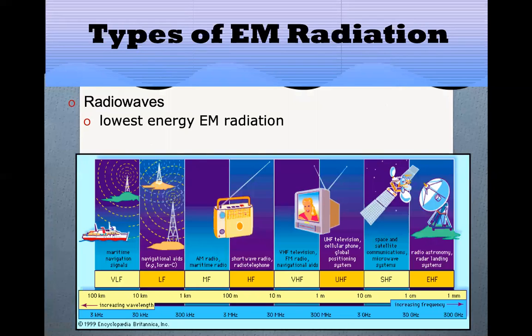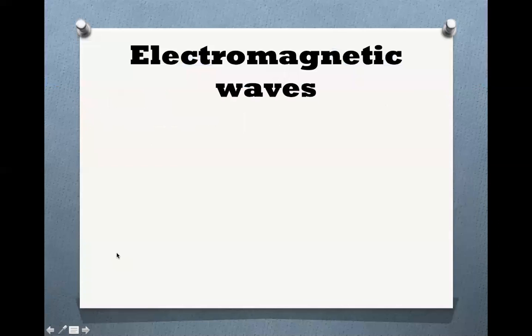First of all, there's radio waves. Radio waves are the lowest energy on the electromagnetic spectrum. Radio waves include just what you listen to on your radio and TV signals, satellite signals, things like that. What we use to communicate with boats on the sea, that kind of stuff is all radio waves.